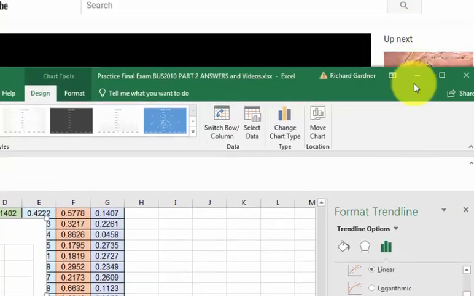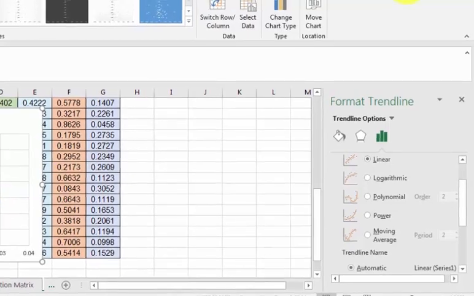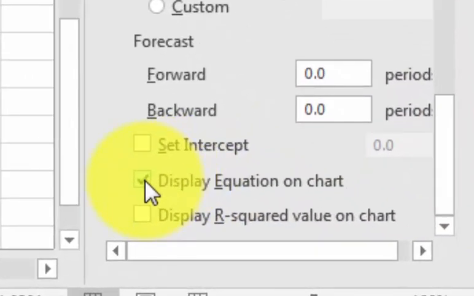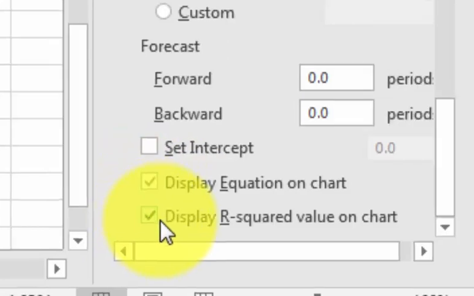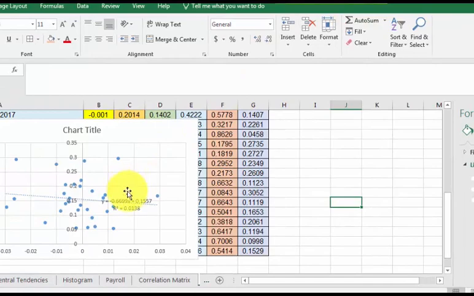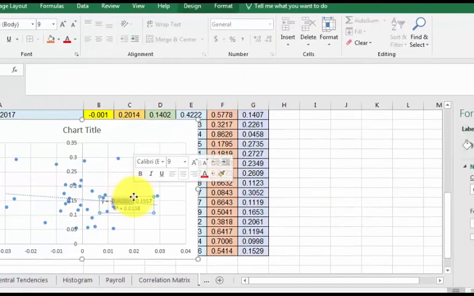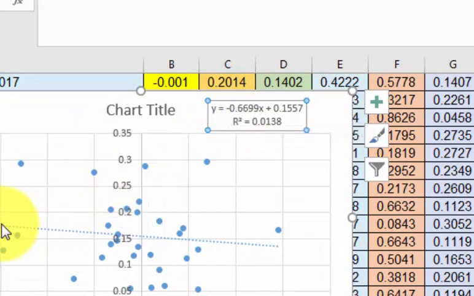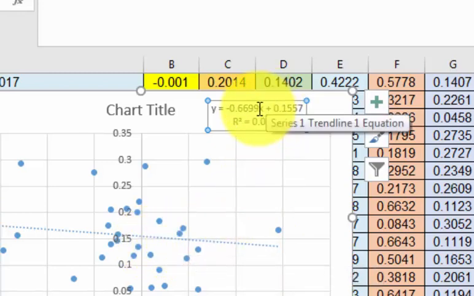We're going to put the equation on the chart and the R squared on the chart. Click back over here, and you have it right here. This is the equation of the line. This little blue dotted line is a best fit line, mathematically the least squares line of regression. And the slope is negative 0.66.